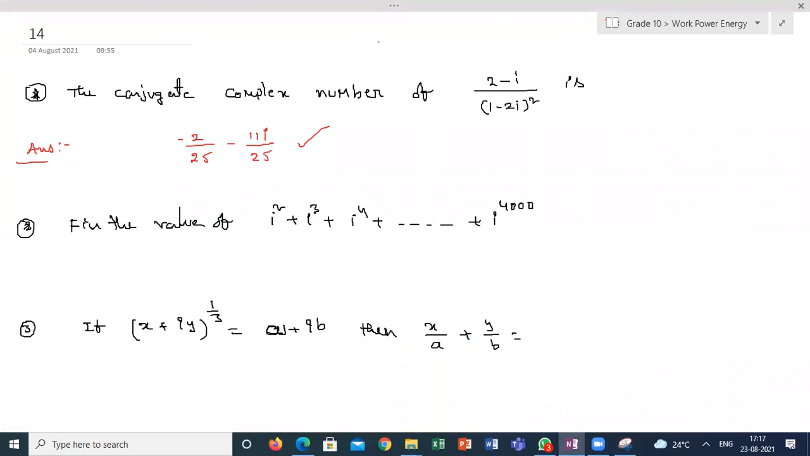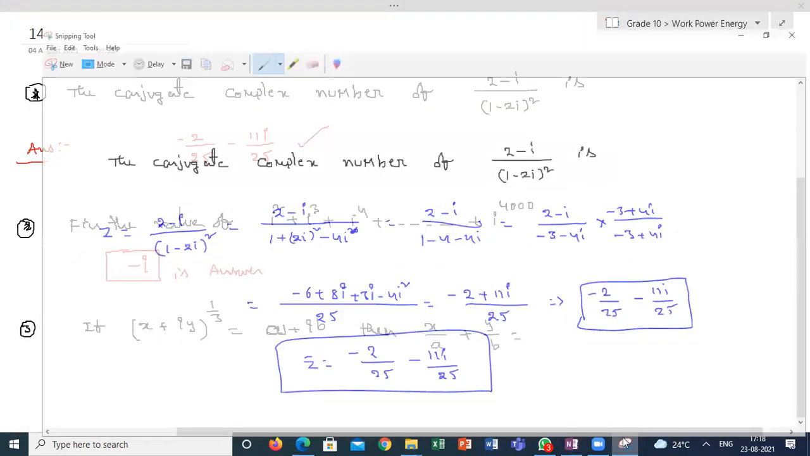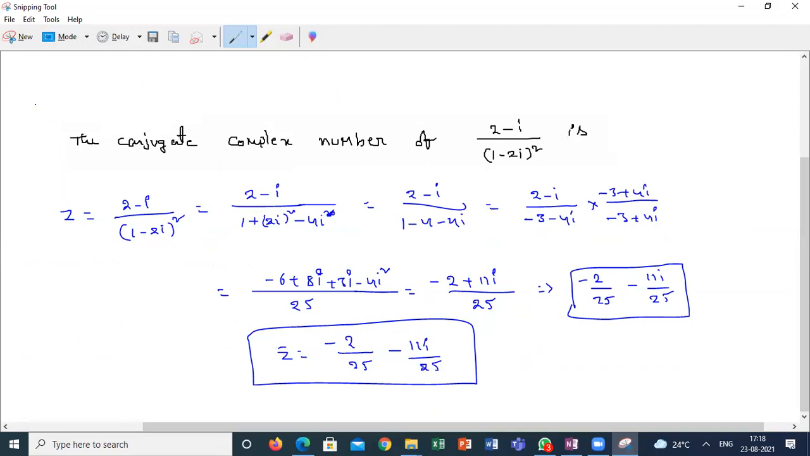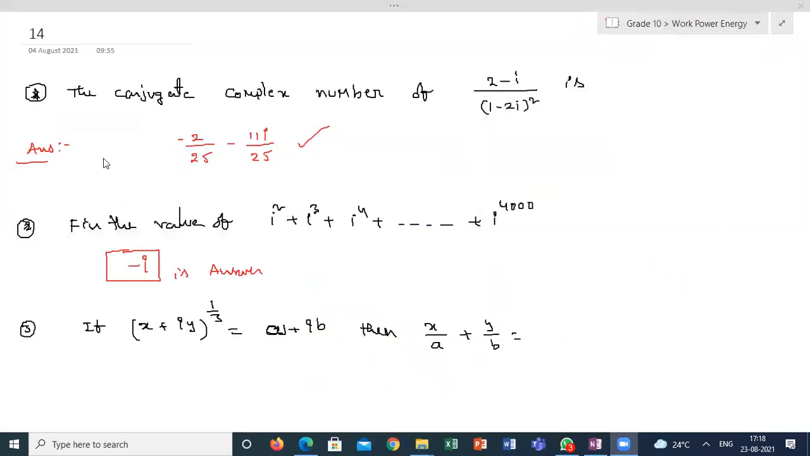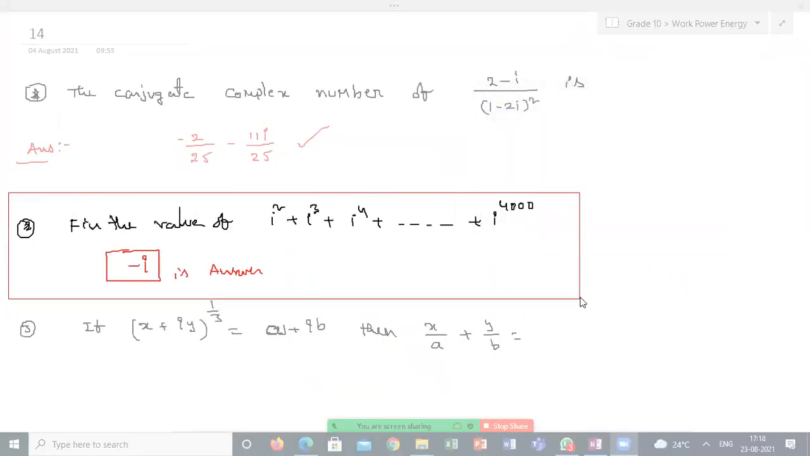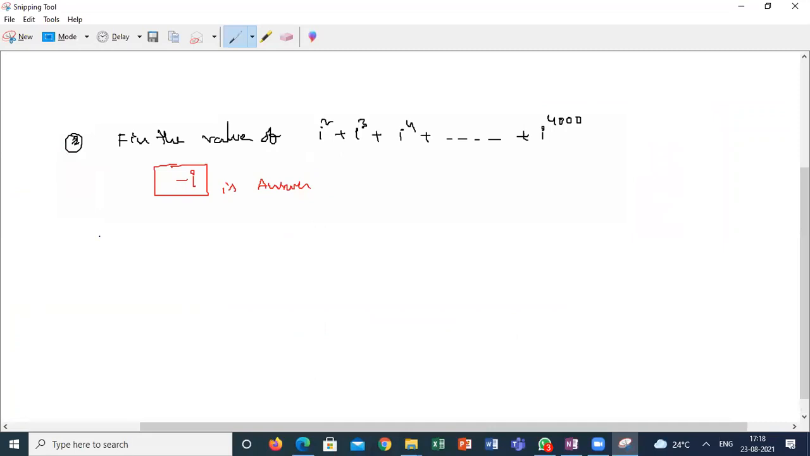Anyone got the second question? Students? Minus i, the answer is minus i. Can anyone give the clue for this, how to solve? Students, this is the first question. How to solve the second question? Who got the answer for the second question? Raghav, yes. What strategy did you use here?